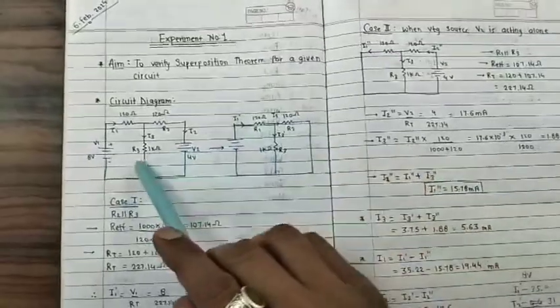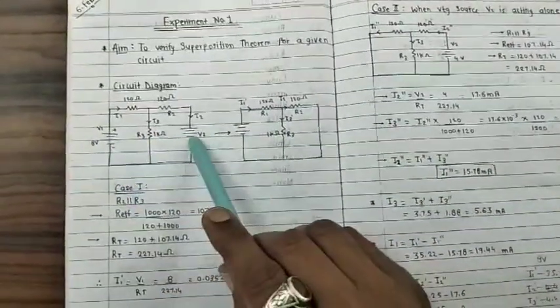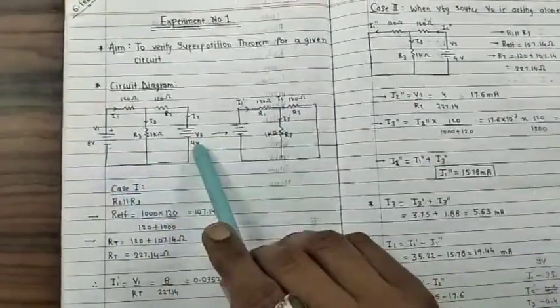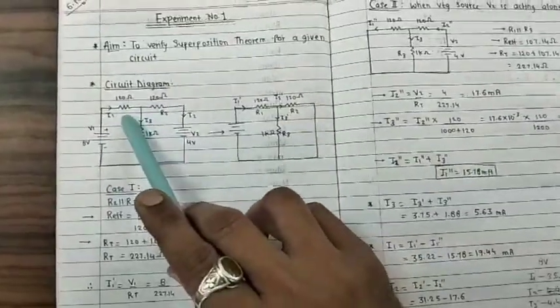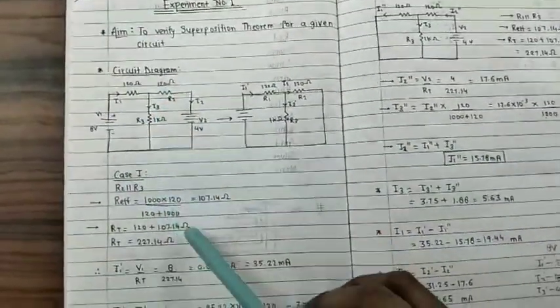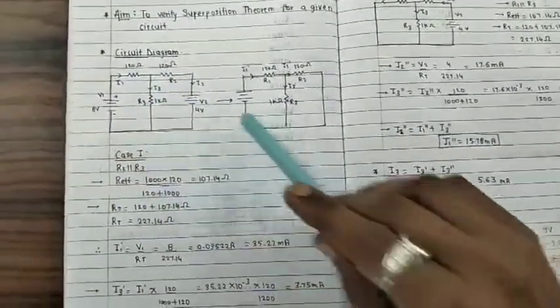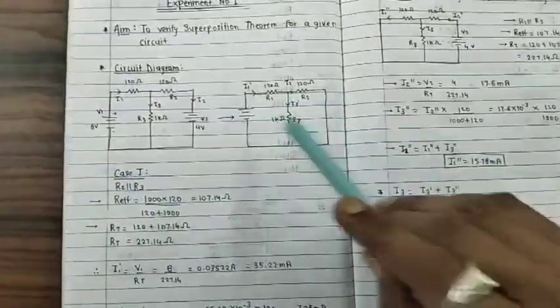Okay, so this is one of the circuits here. The two voltages are given, one 8 volt and one 4 volt. There are three resistors whose values are given: 120, 120, and 1K. Now the first condition is that we have to short V2 and keep V1.